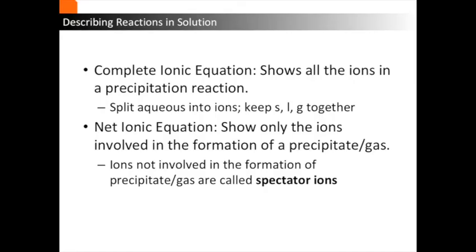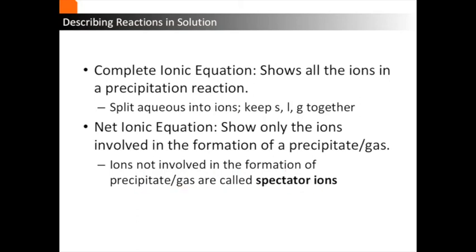Now let's talk about net ionic reactions and how we get to that point. You will start with a chemical reaction. That's the full reaction, and it includes the states of matter. You have to decide which of the ions on the reactant side and on the product side start as aqueous and end as aqueous. If they start and end as aqueous, then they are considered spectator ions. We talked about that a little bit before: ions not involved in the formation of a precipitate or a gas are called spectator ions.